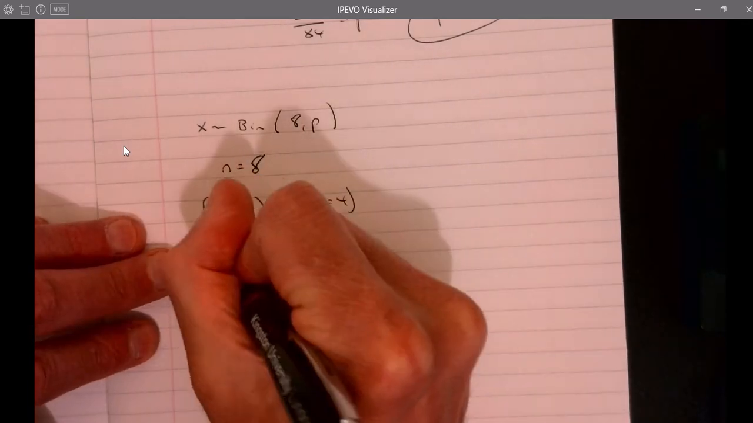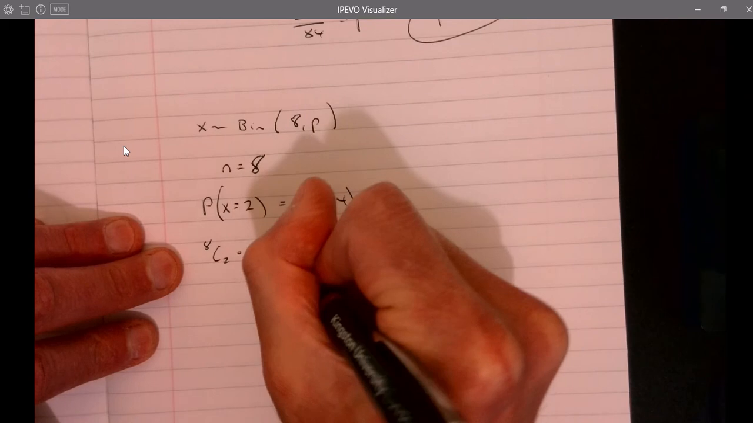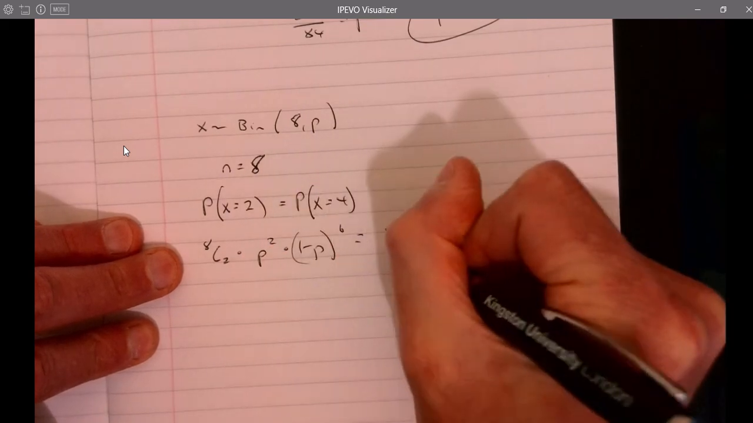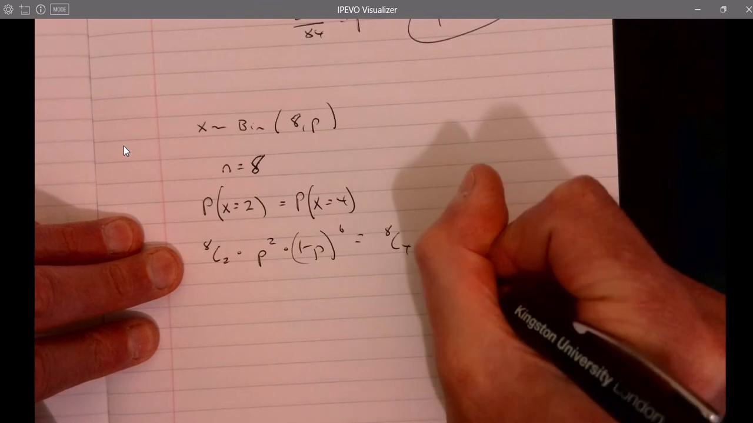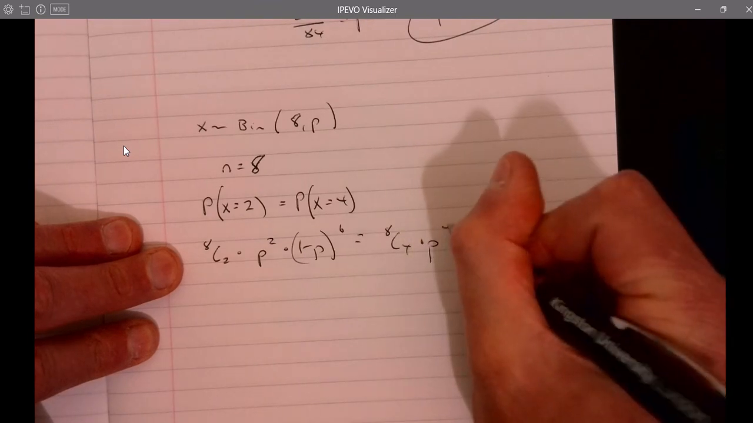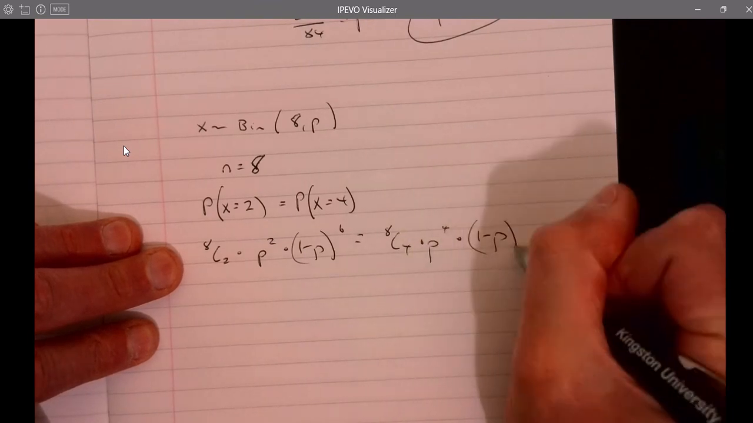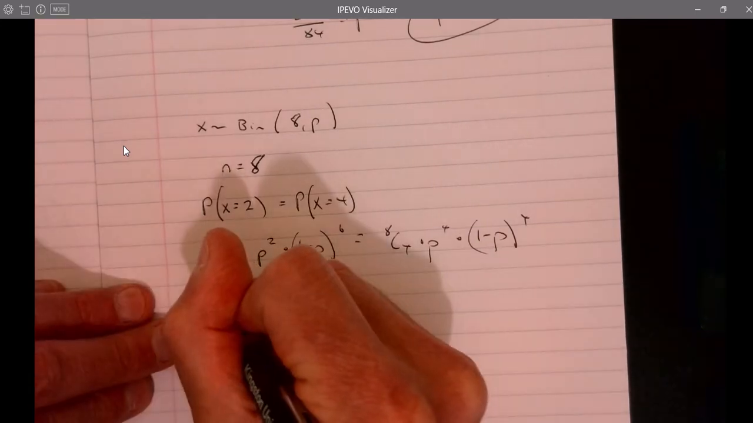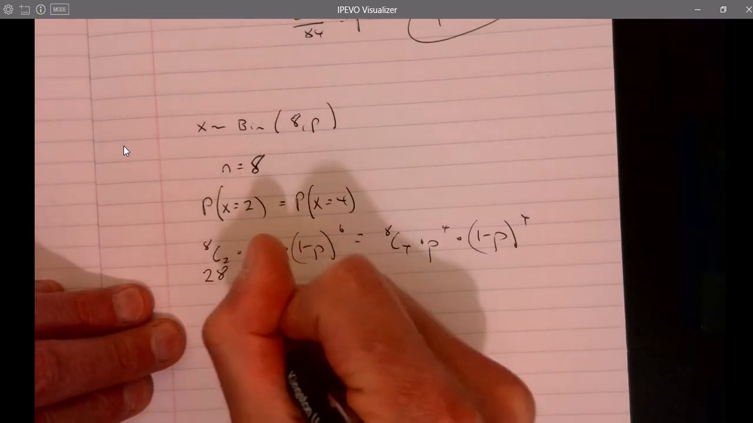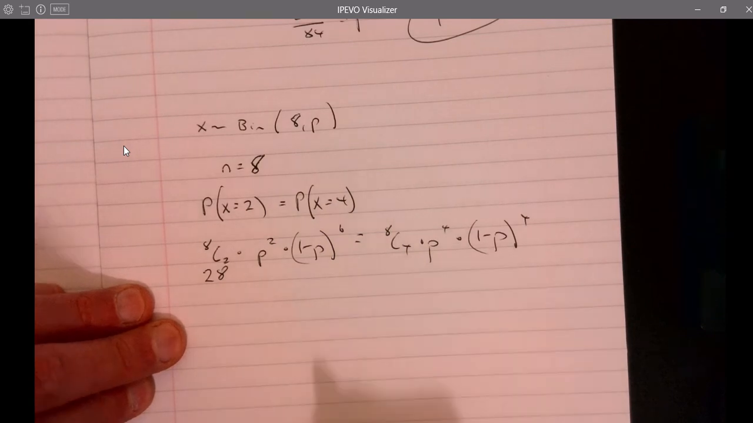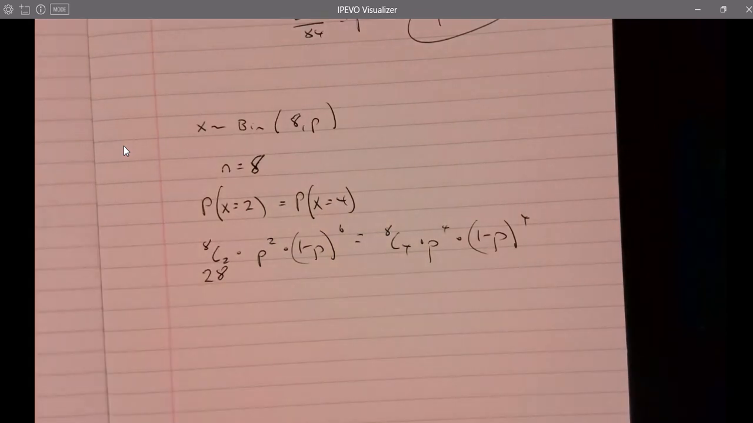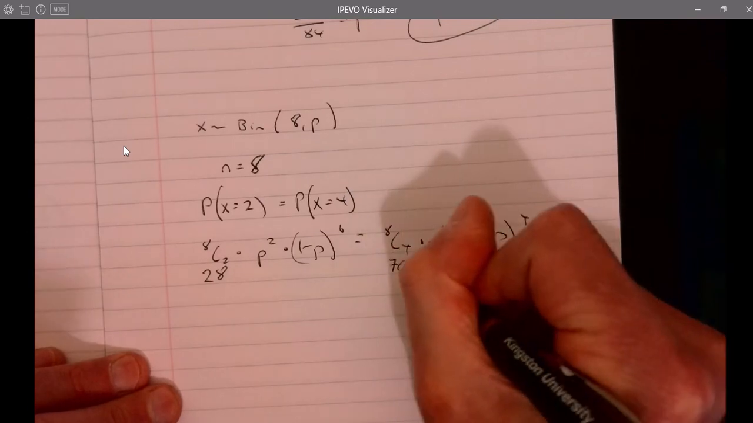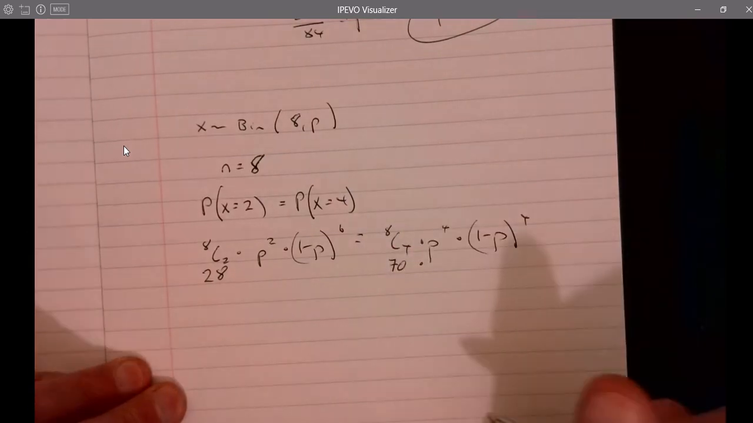So I've got 8 choose 2, p squared, (1 minus p) to the 6, but this time it's 8 choose 4, p to the 4, (1 minus p) to the 4. Now let's have a look to see what drops out. So 8 choose 2, remember that was 28. 8 choose 4 is 70. Just doing that on my calculator.